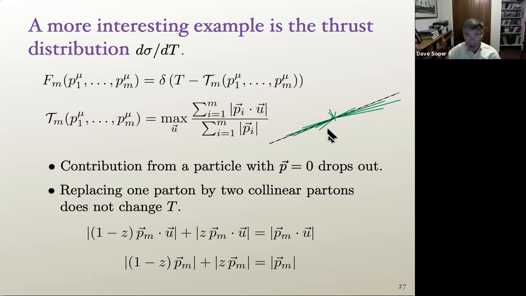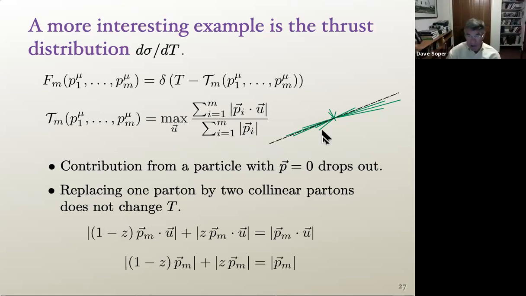thrust axis. And for this event that I've sketched out here, the thrust axis is this black dotted line. So if I dot the p_i's into that u, it makes those p_i.u the biggest that they could be. Either big positive numbers or big negative numbers, but I take the absolute values here, so it doesn't matter. So there's the thrust axis for this event. And once you've found the thrust axis, then the thrust itself is just that numerator divided by the denominator.